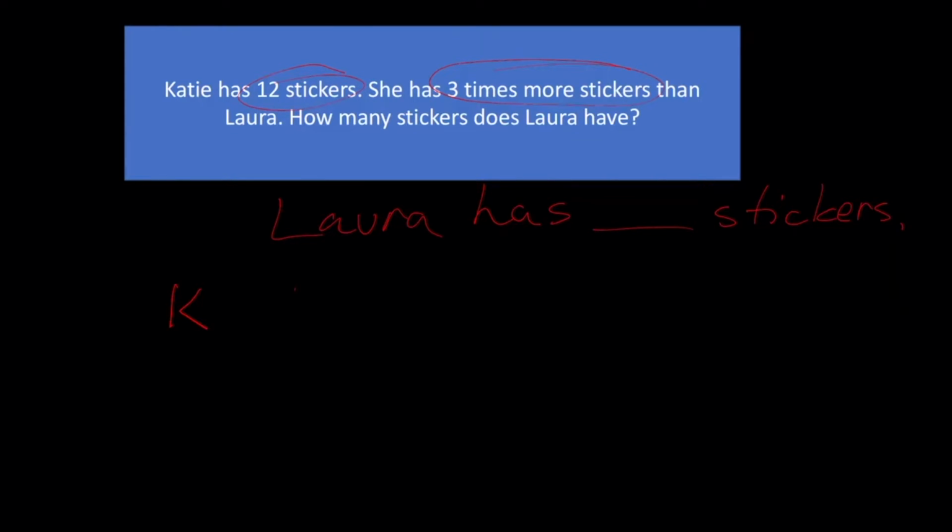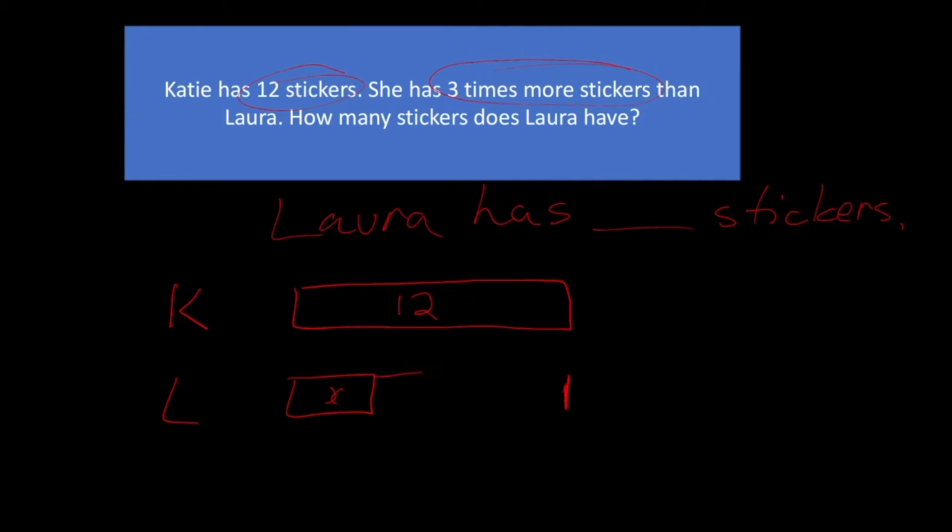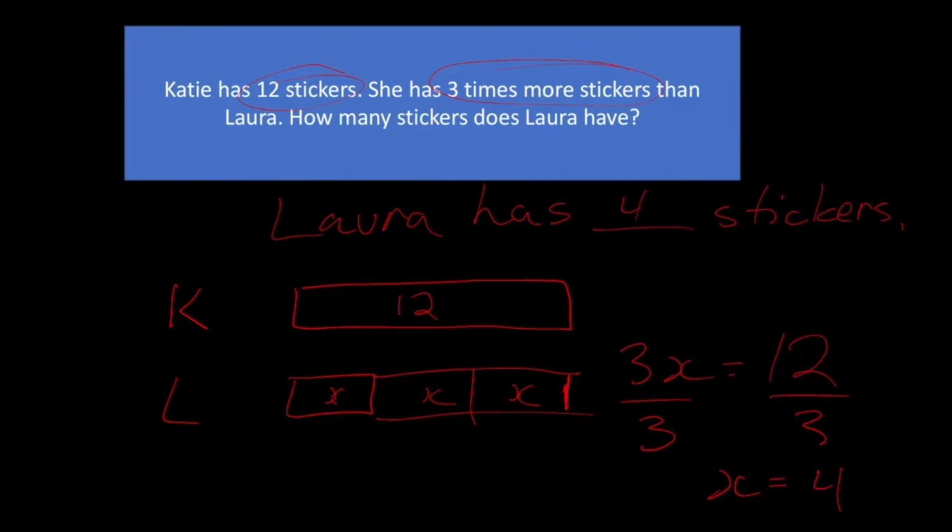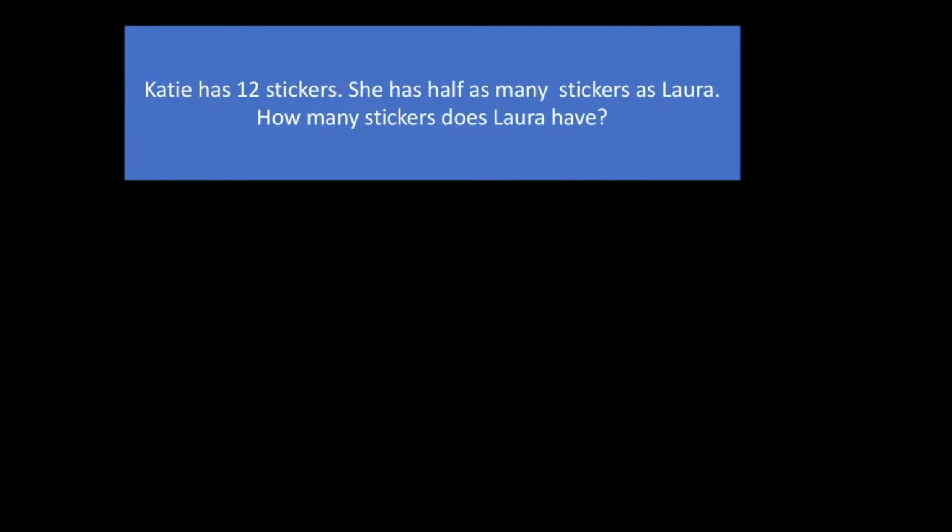Katie has 12 stickers. She has 3 times more stickers than Laura does. So Laura obviously only has this little bit of stickers, and we don't know how many that is, right? And Katie has 3 times as many. So to make it the same length, I would have to add 2 more of those boxes on. This would be 3x equals 12. And then I would divide both sides by 3. All right, so x would be equal to 4. Again, same thing. We're still looking for Laura's stickers, how many she has.